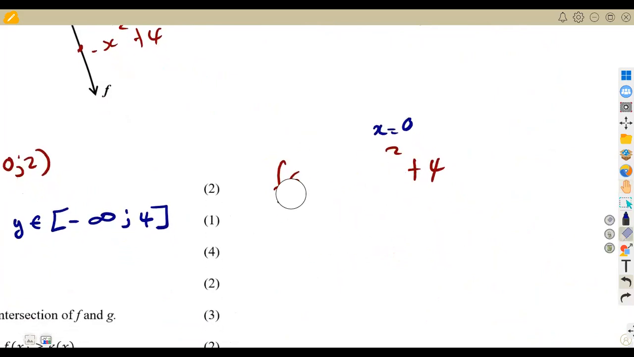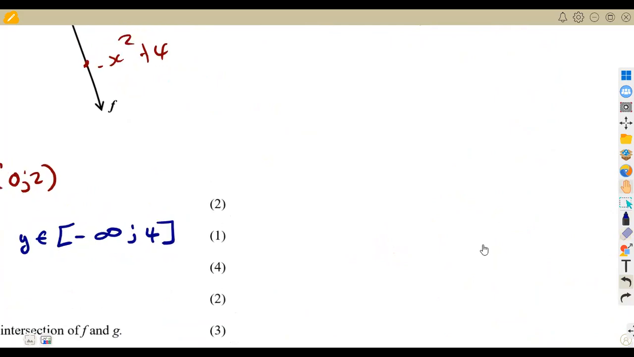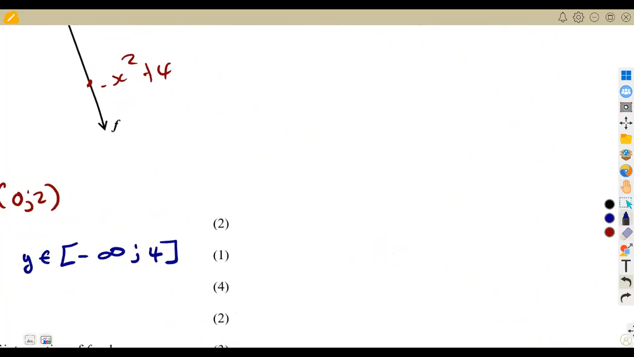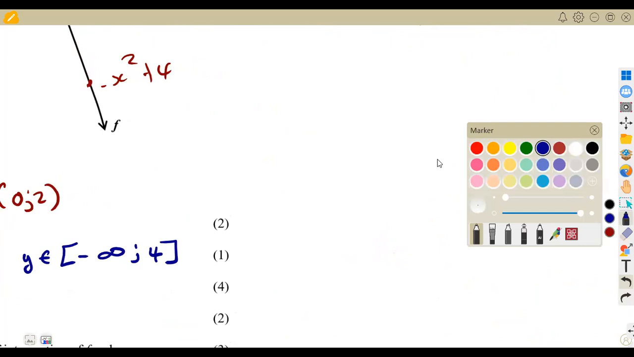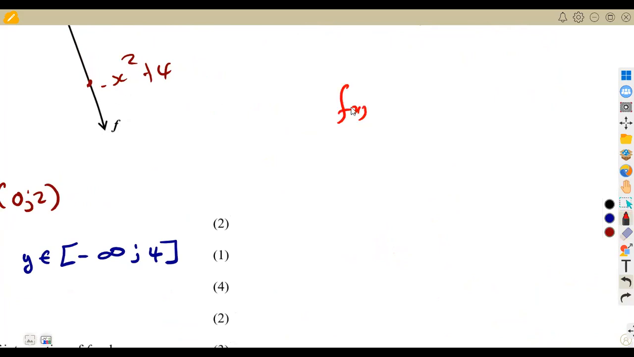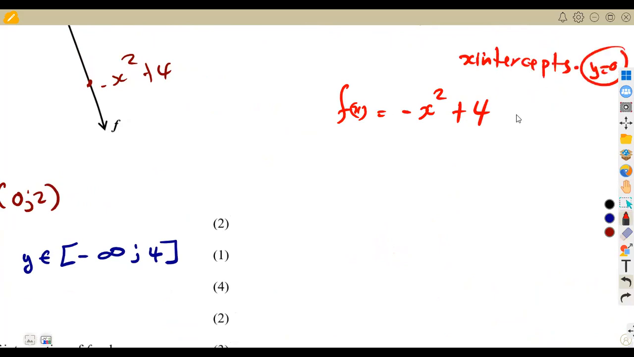You calculate the x-intercept this time, whereby for the x-intercept, we know that y is equal to 0. So this is your f of x, which is equal to -x² plus 4. For the x-intercepts, y is equal to 0. That's f of x is equal to 0, -x² plus 4. In order for us to find x², you can transpose this so that it becomes +x² is equal to 4.